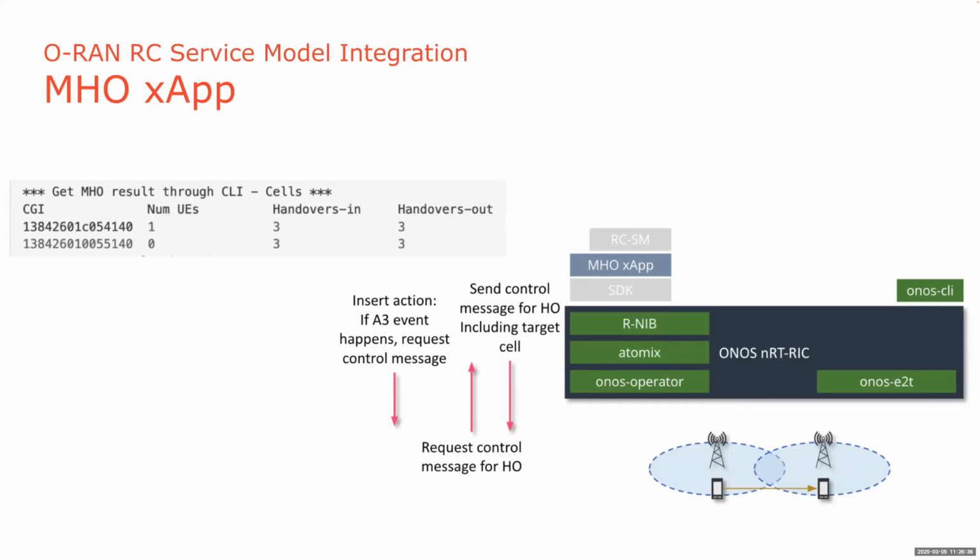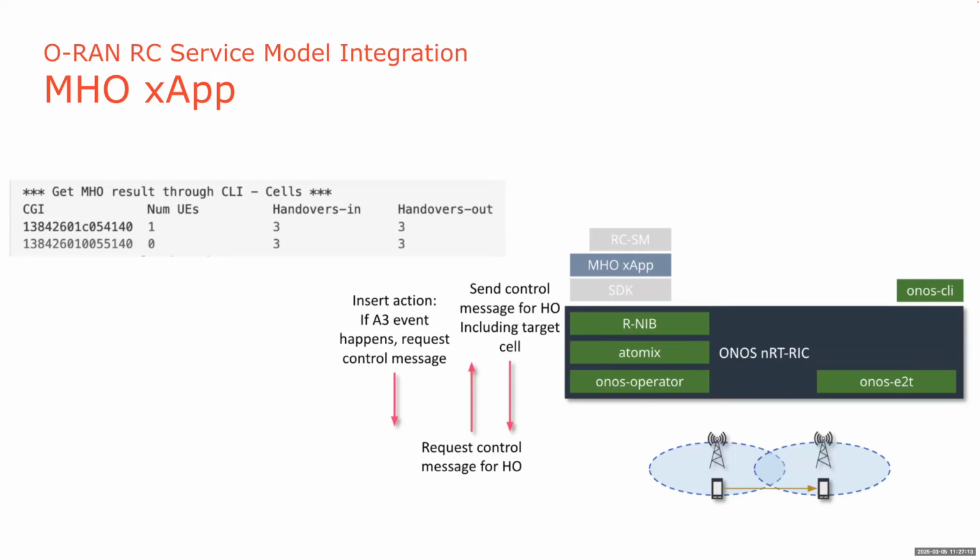In the MHOX application, we don't touch any kind of handover parameter. It just works like this: if an A3 event happens between the UE and the gNodeB, then the gNodeB holds off that handover event and reports it to the X application with the indication message. If the X application thinks it's valid, then the MHOX application accepts or denies that handover by sending the control message. So that is how the MHOX application is working.